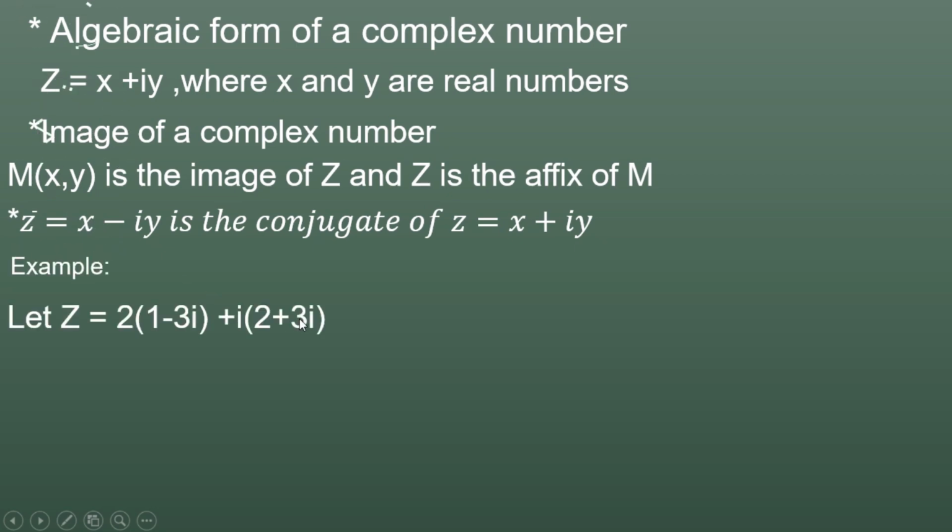Example: if z equals 2 into 1 minus 3i plus i into 2 plus 3i, we have to write z in the form of x plus iy, where x and y are two real numbers. Multiply: 2 minus 6i plus 2i minus 3, because i times i squared equals minus 1, minus 3. 2 minus 3 is minus 1, minus 6i plus 2i is minus 4i. The real part of z is minus 1 and the imaginary part is minus 4.